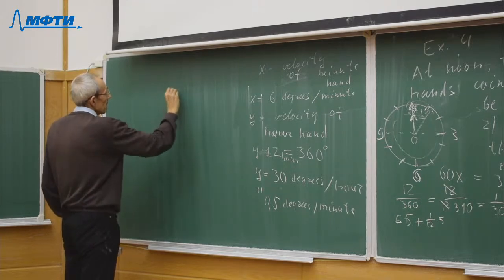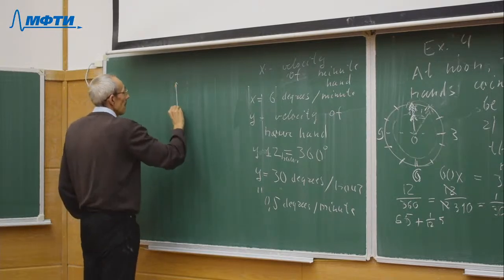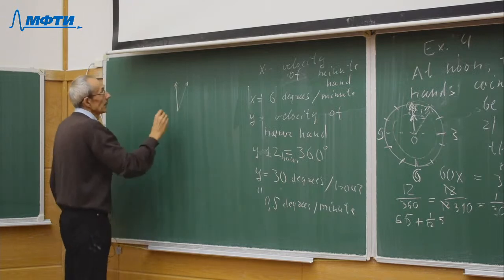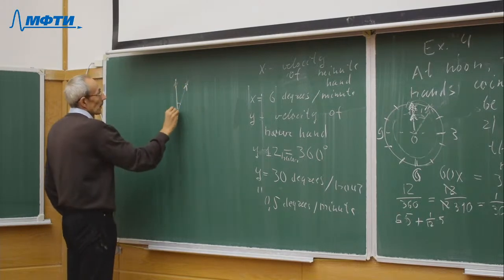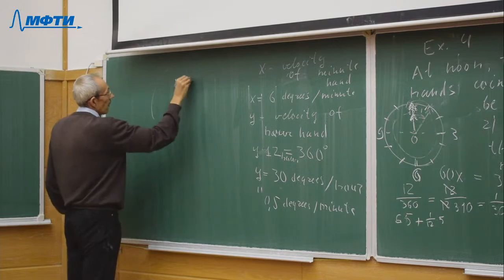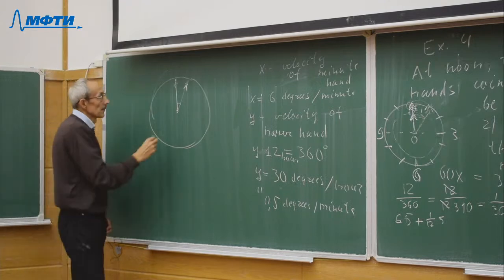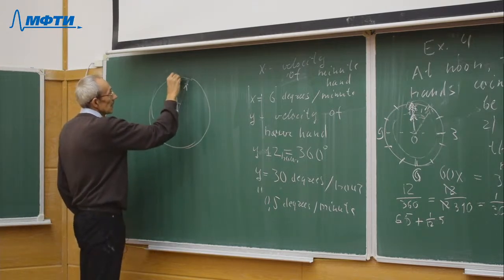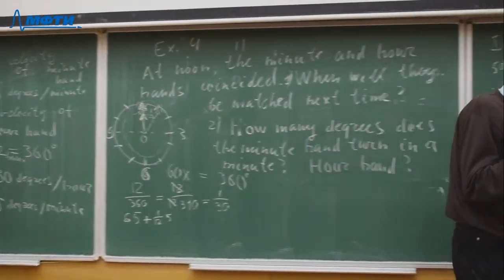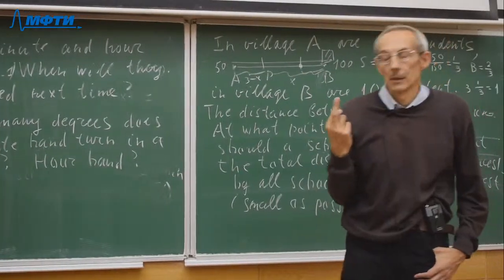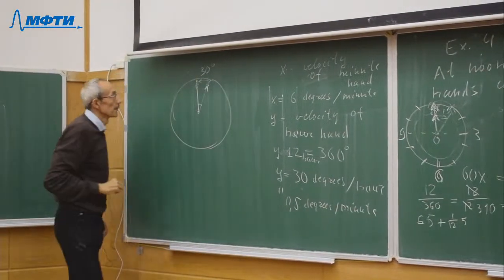When the time is equal to 1 hour, we have this position of both hands, and the distance between these hands is exactly how many degrees? 30 degrees. 30 degrees.